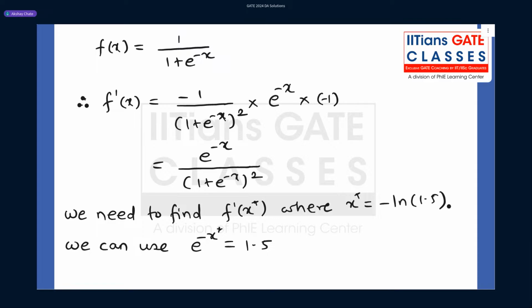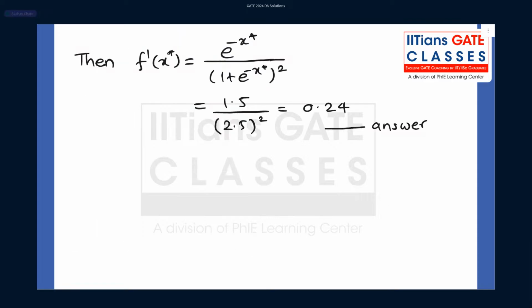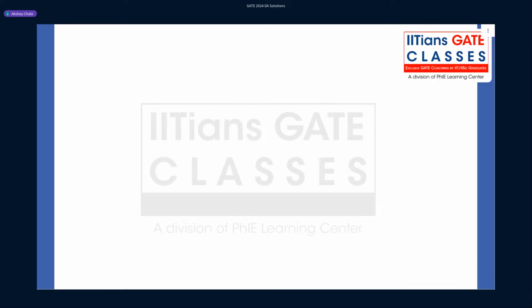Here the trick was, instead of using direct x star, if you use e to the power minus x star, then you could have easily solved this question with less time and fewer calculation requirements. Okay, so that is regarding this. So we'll go to the next question.